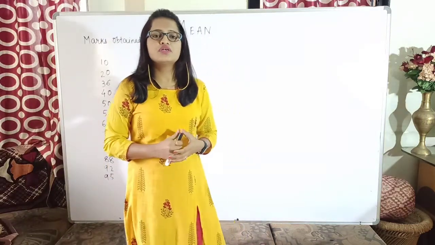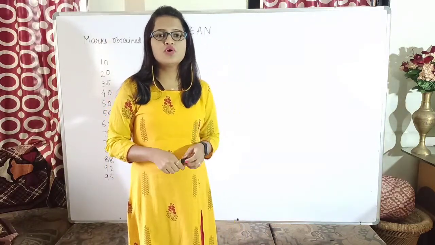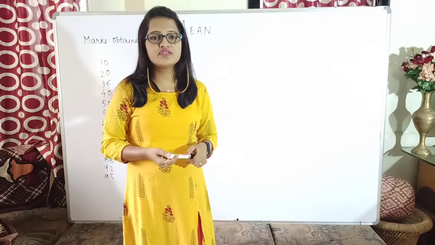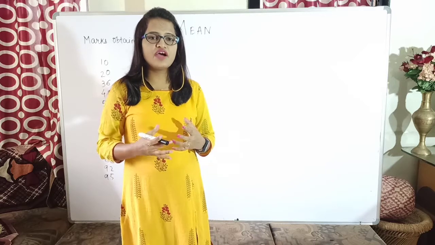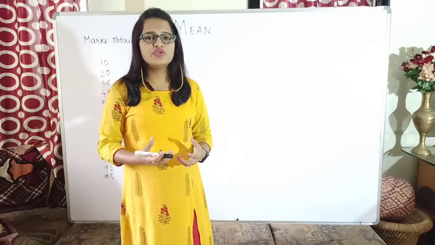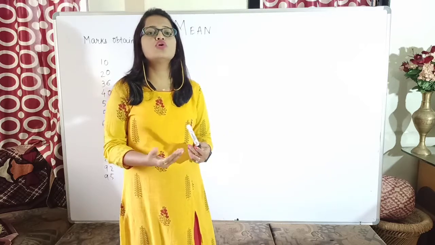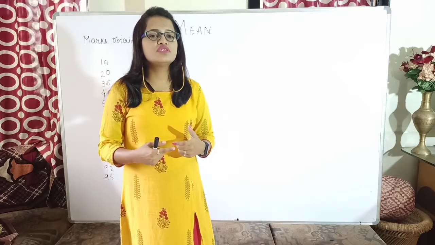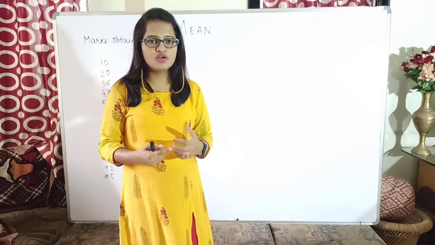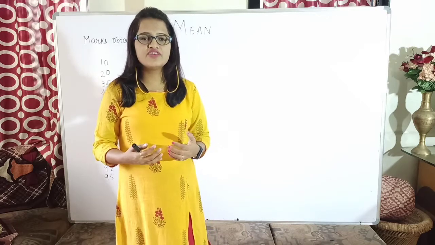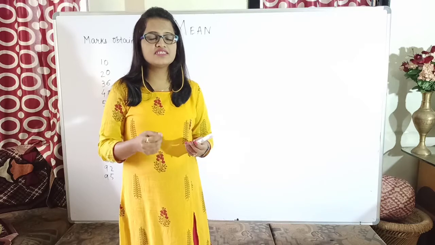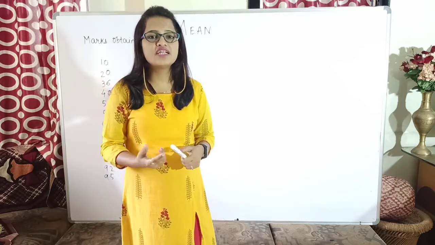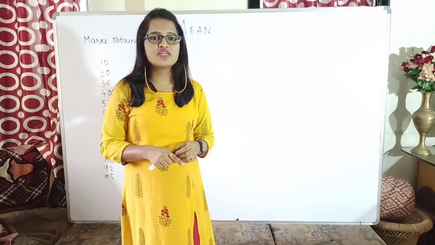Hello students. Now we are going to see what are the measures of central tendency. What is meant by central tendency? If I have to tell one value which will represent the whole observation data, that value is called central tendency. Or, as a definition, central tendency is that value around which the whole data of the observation lies.